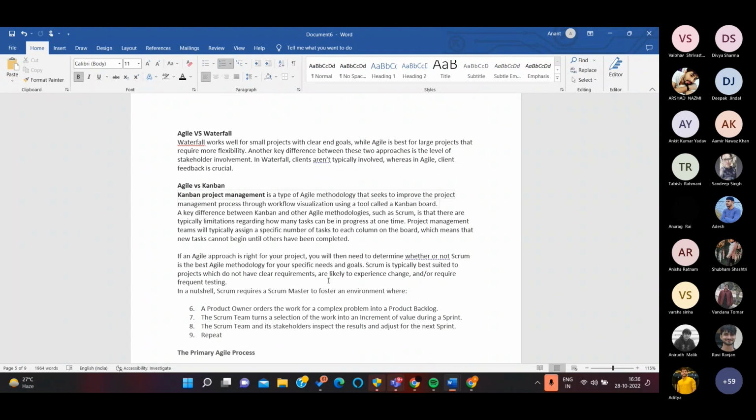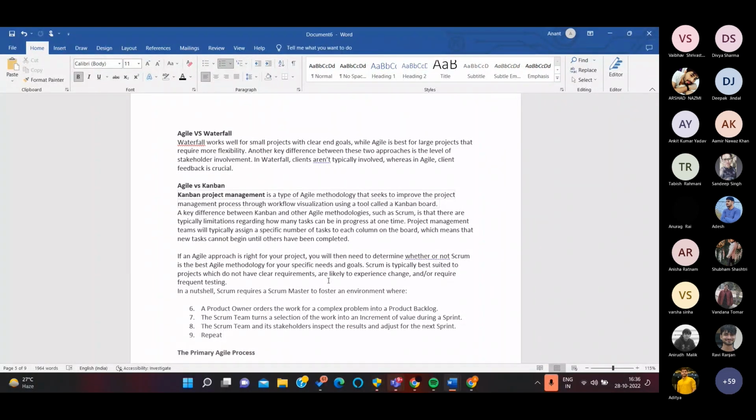Whereas in agile, client feedback is a crucial thing. Like in agile, we take client feedback from time to time at the end of the sprint, just to know if the particular thing is exactly up to their expectations, or if there is something that needs to be changed, or something that doesn't hold the motive that they really want to fulfill from that product. So that is what agile is.